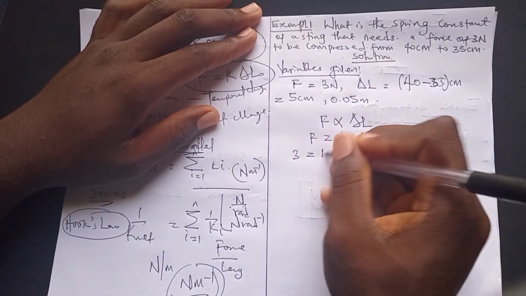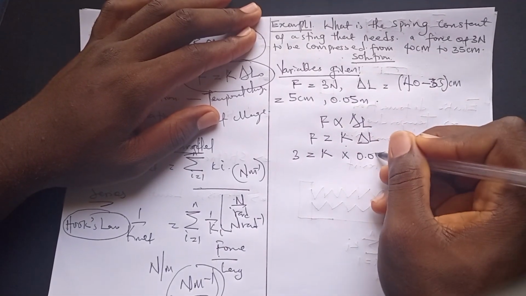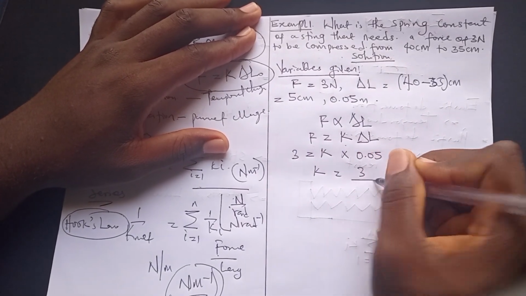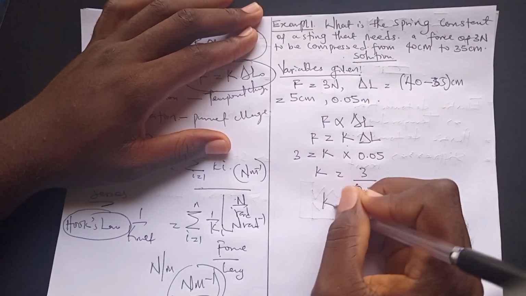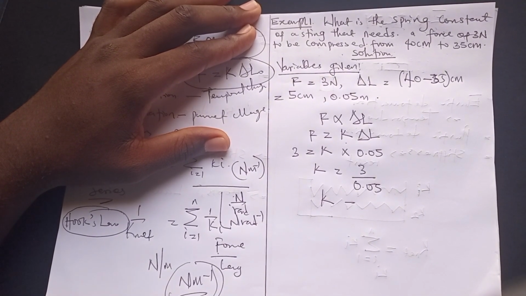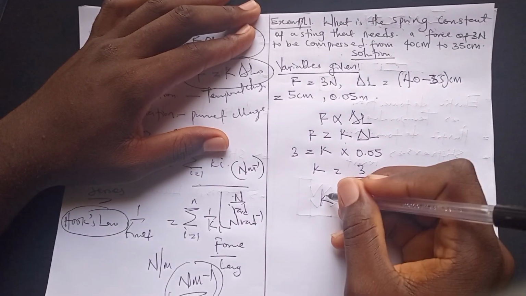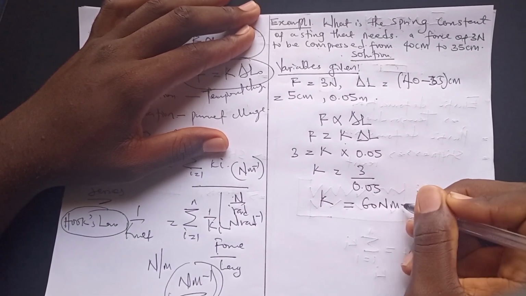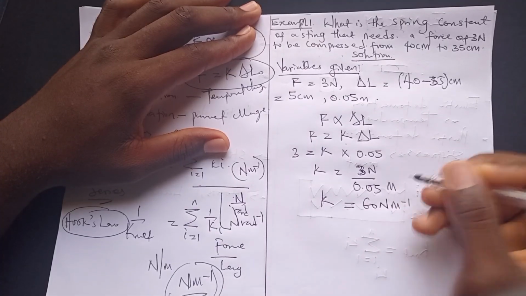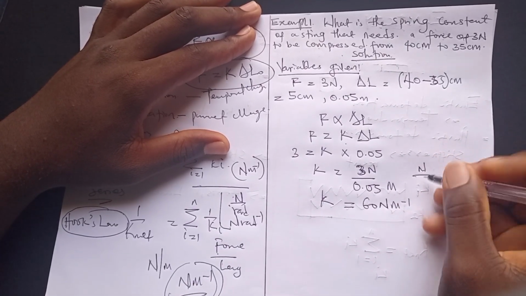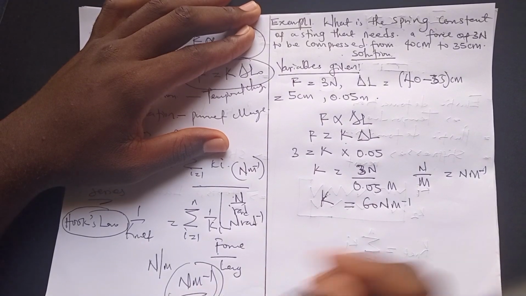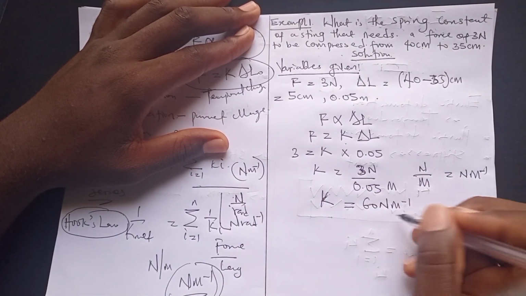This is 3 Newton equals K times change in length, which is 0.05 meters. So to get the spring constant, K is equal to 3 divided by 0.05. So our value for K is 60 Newton per meter. Since we have 3 Newton and this is meter, Newton divided by meter is Newton per meter. So our answer for the spring constant is 60 Newton per meter.